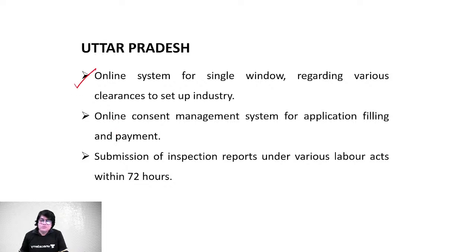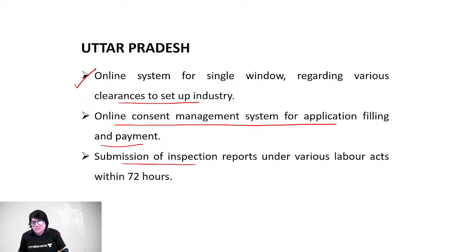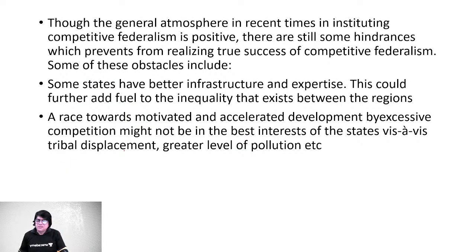Uttar Pradesh has also done quite a bit in easing the ease of doing business. An online single window system for various clearances has been set up. An online consent management system for application filing is set up, and submission of inspection reports under various labor acts within 72 hours. You can see the whole lot of measures which have been taken.